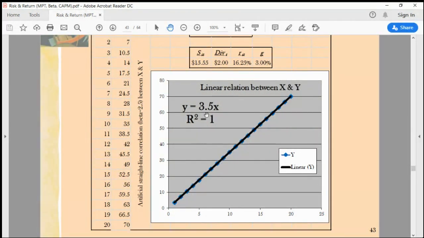And what determines that correlation is the correlation coefficient. In this case, 3.5, which means whatever the x value is, the y value depends on that x and the coefficient. So if x is 2, y will be 7, and if x is 0, y will be 0 as well. If x is 20, y will be 70. If x is 15, y will be 52.5.